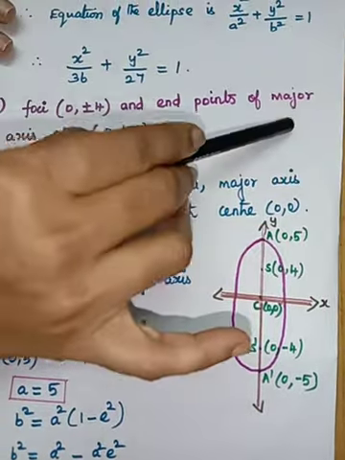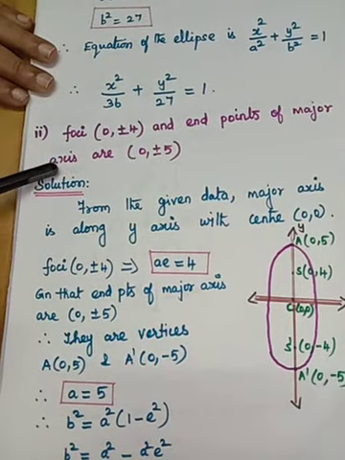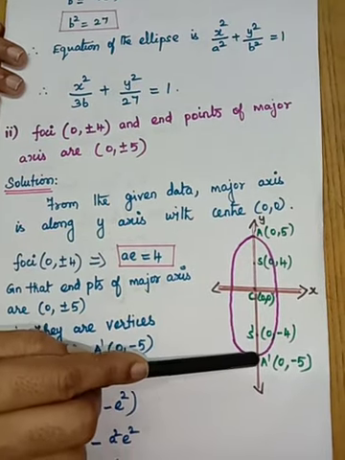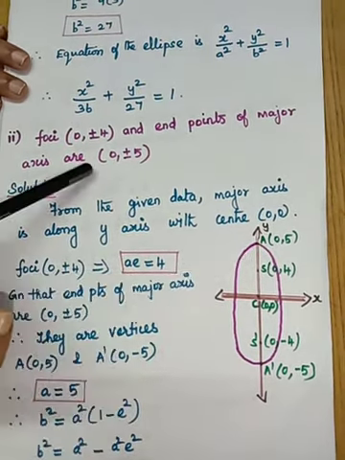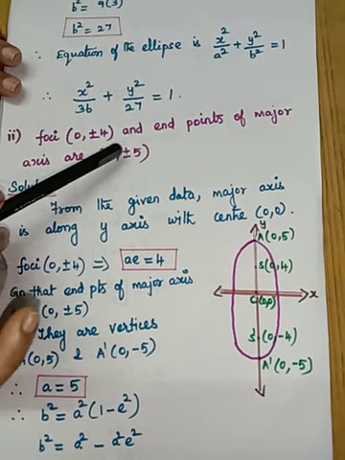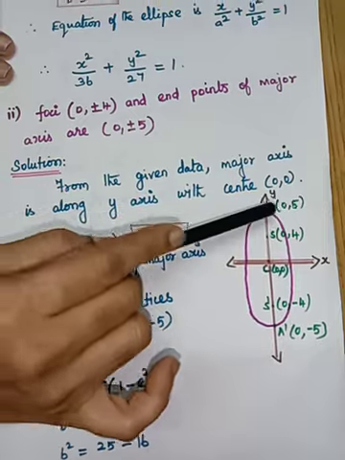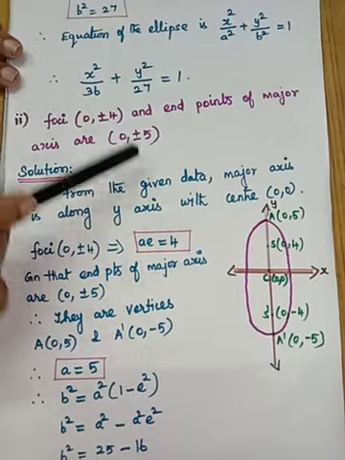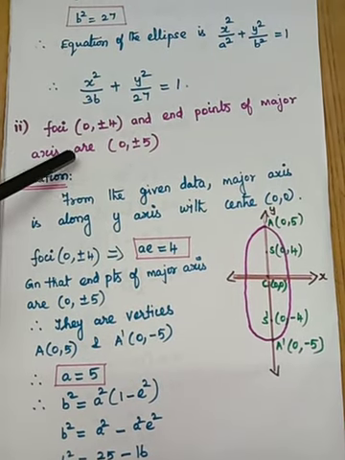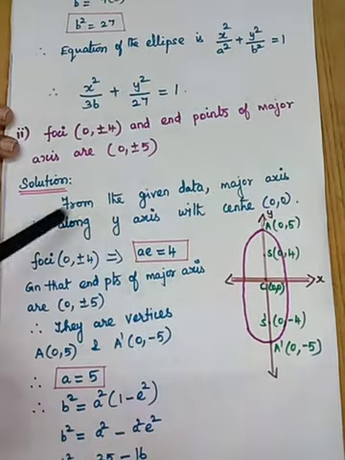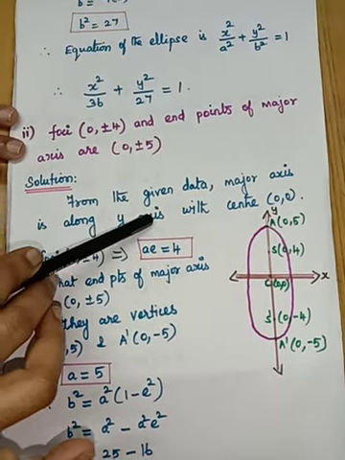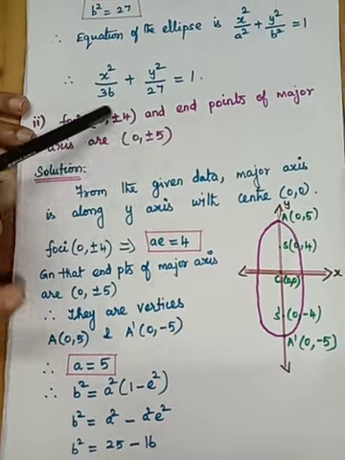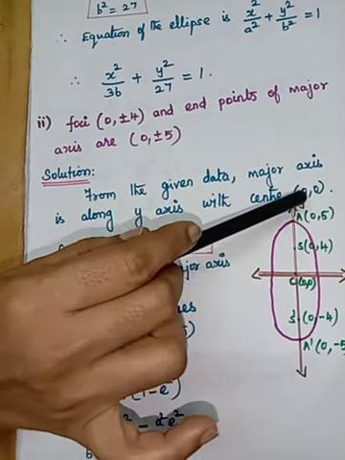And end points of the major axis. What is your major axis? The major axis is AA dash. A and A dash are the end points of the major axis. What is given? 0, plus or minus 5. So A point is 0, 5 and A dash is 0, minus 5. From the data, we understood your major axis of the ellipse is along the y-axis with center 0, 0, because foci and vertices are in the standard form. So the center is 0, 0.